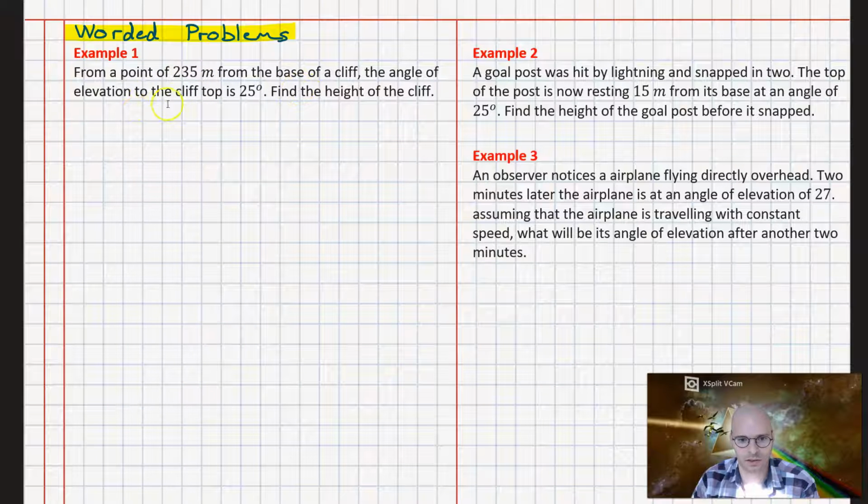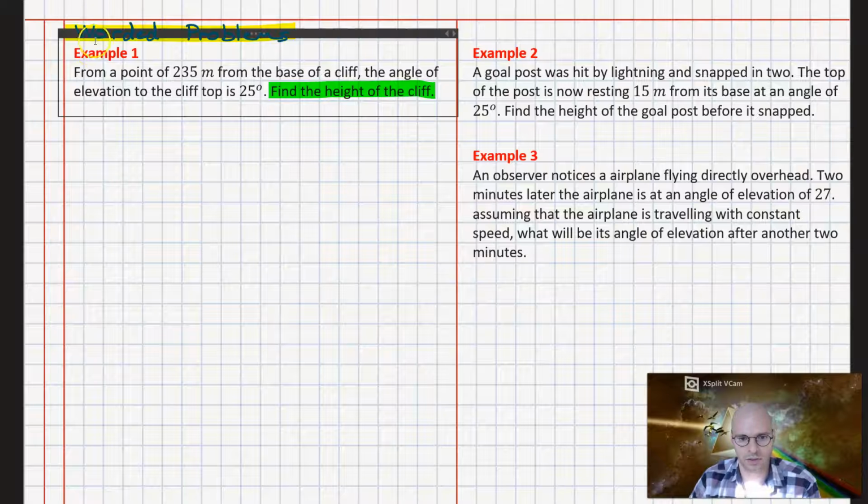Now the first example we have: from a point 235 meters from the base of a cliff, the angle of elevation to the cliff top is 25 degrees. Find the height of the cliff. So we've got a worded problem here, and we're going to decompose it. The first thing we do when we decompose a problem is look at what it's actually asking us to do. In the very last sentence it says find the height of the cliff.